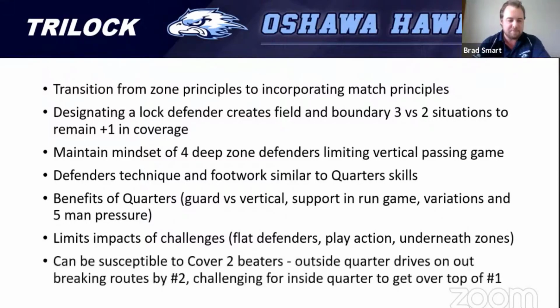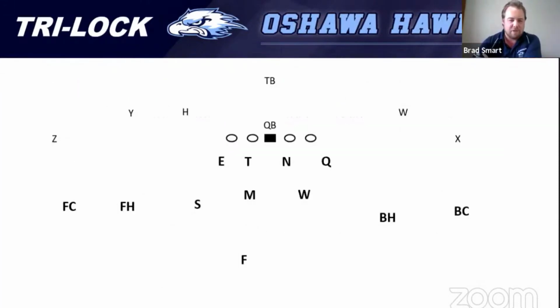Now, where the challenge is with playing match in this way, we play this tri-lock out of a read 2, or you might hear it referred to as palms, for instance. The cover 2 beaters can be susceptible, and I'll show a clip where we could be challenged a bit. If that outside quarter drives on the breaking route by number 2, then the corner route can be challenging for the free safety in order to get it over top of that vertical.